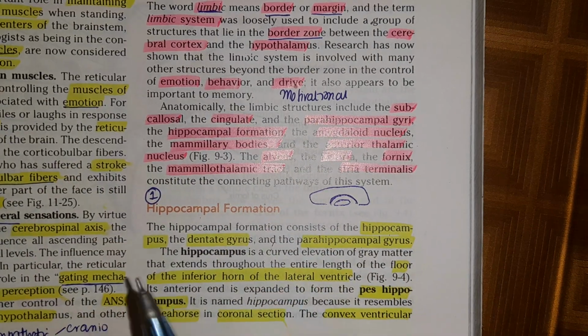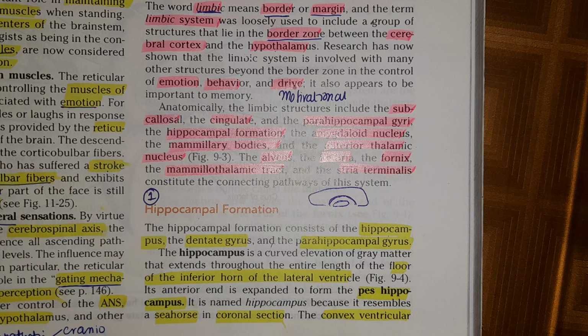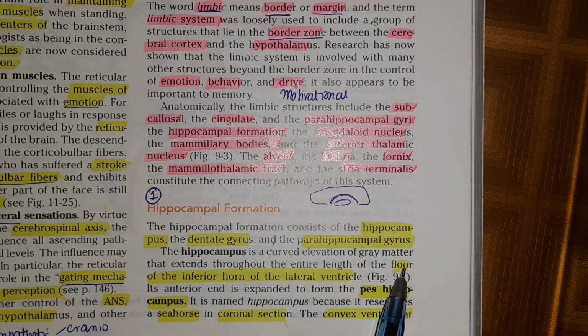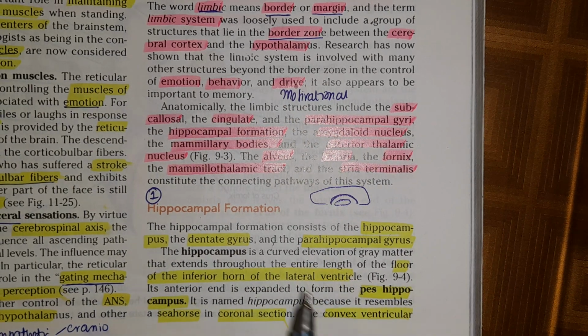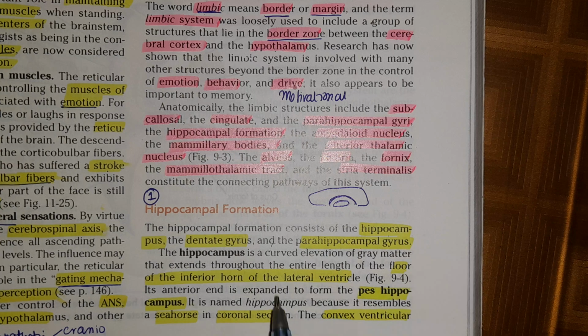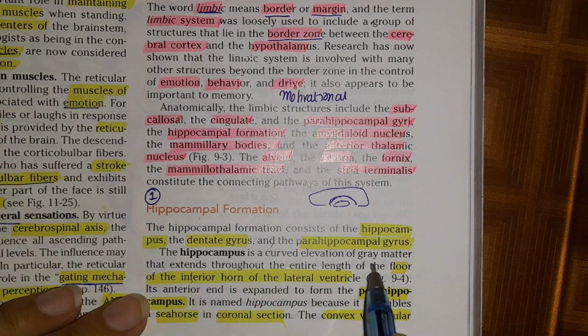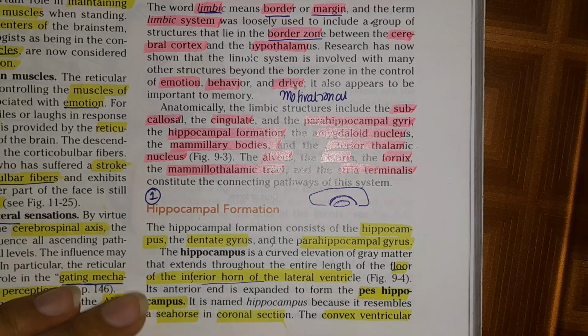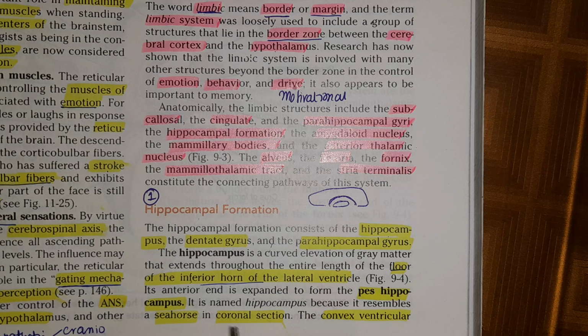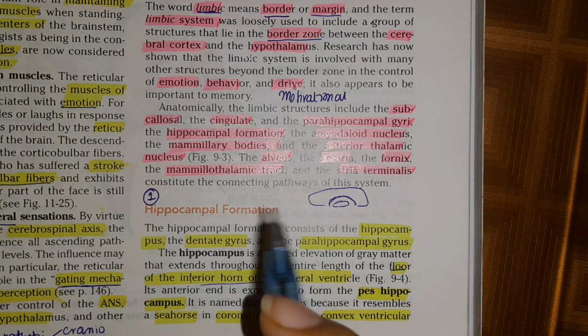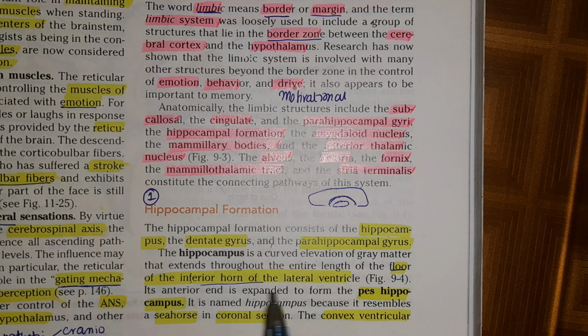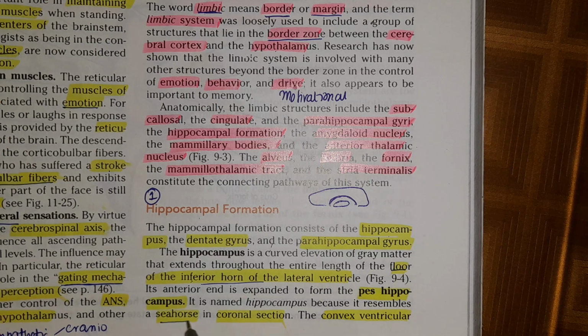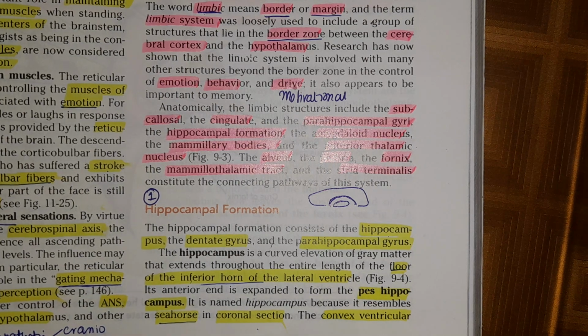The hippocampus is actually a curved elevation that extends through the entire length of the floor of the inferior horn of the lateral ventricle. First of all, you should know that it is present in the floor of the inferior horn of the lateral ventricle. Then another thing: the hippocampus is so named because of its appearance, which generally resembles a seahorse in the coronal section. Let's go to the coronal section.